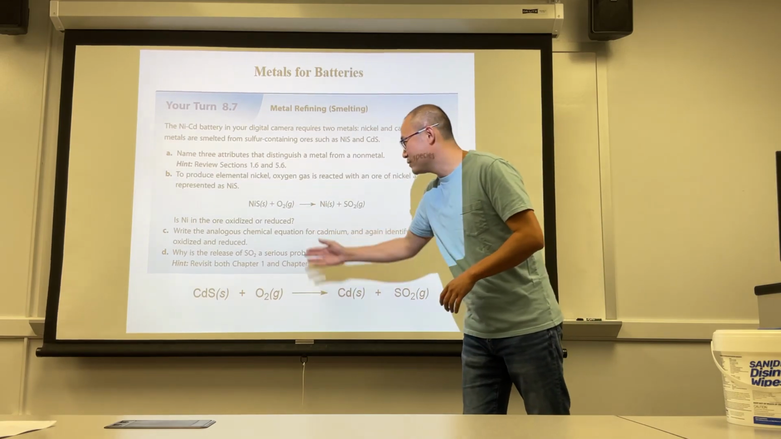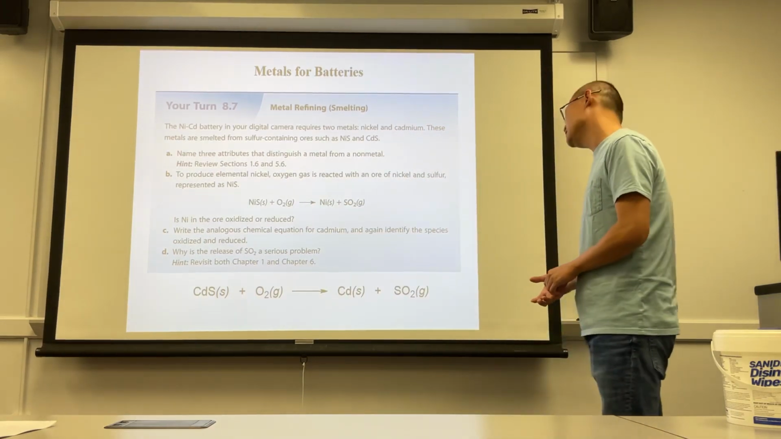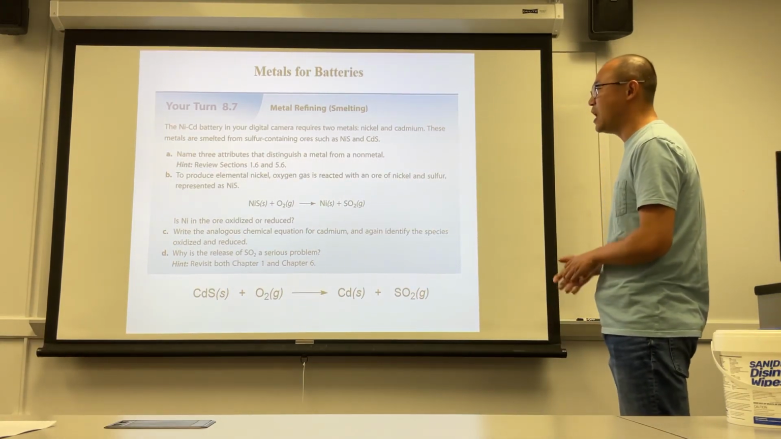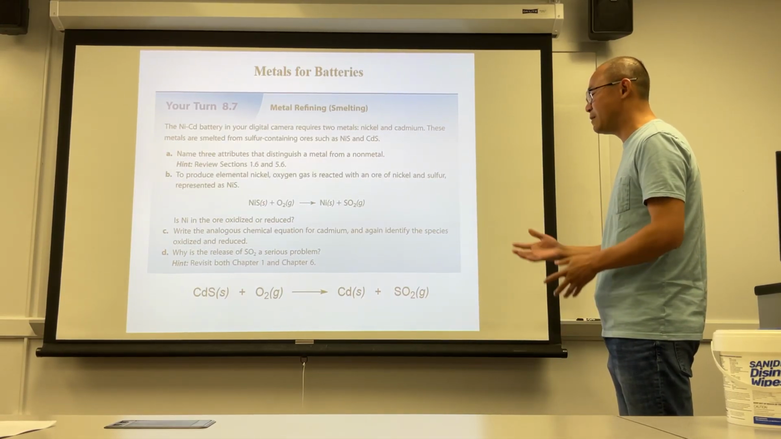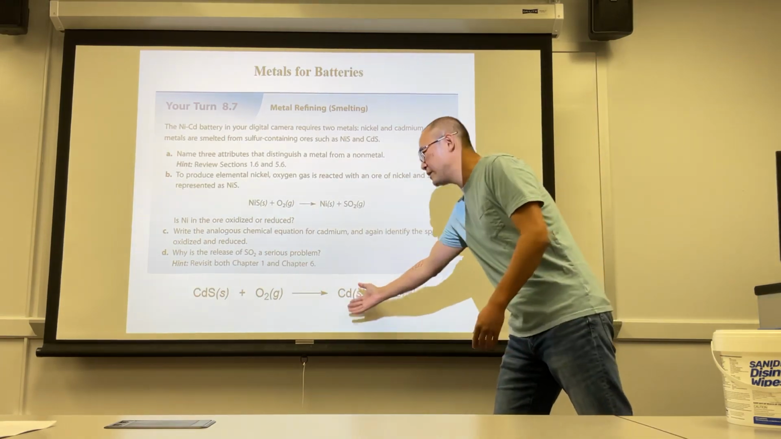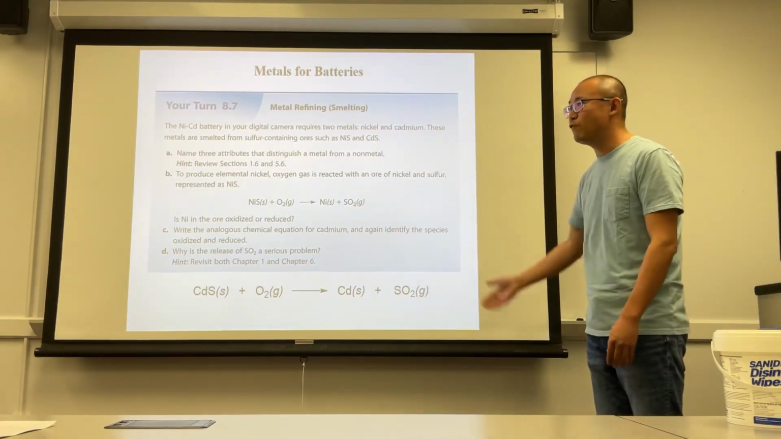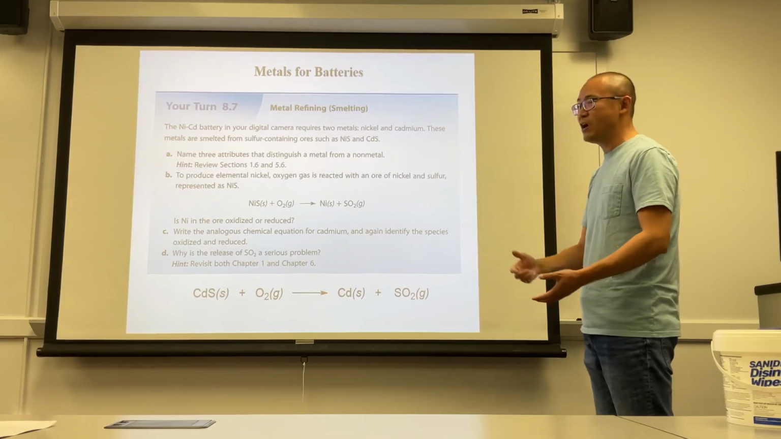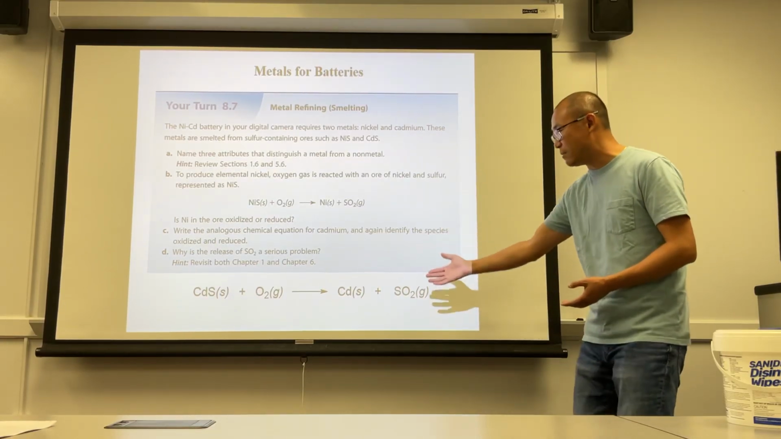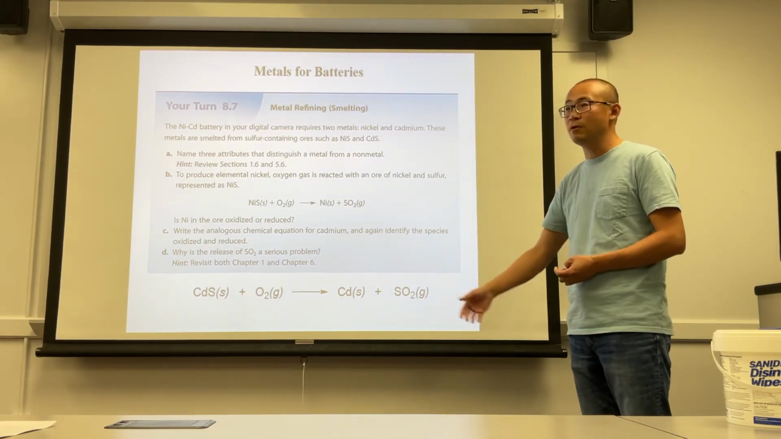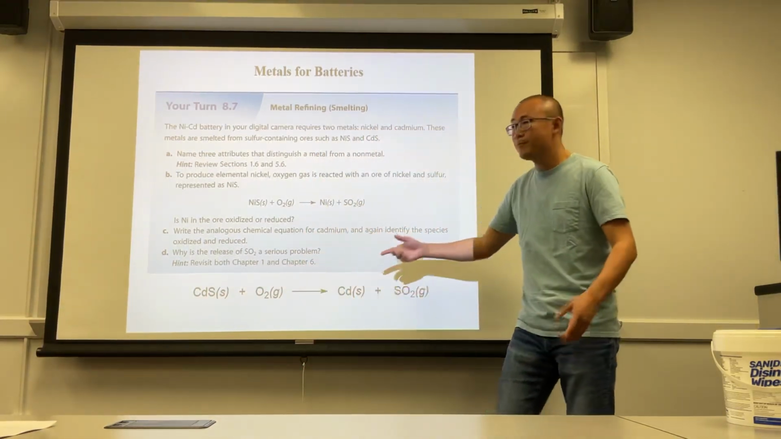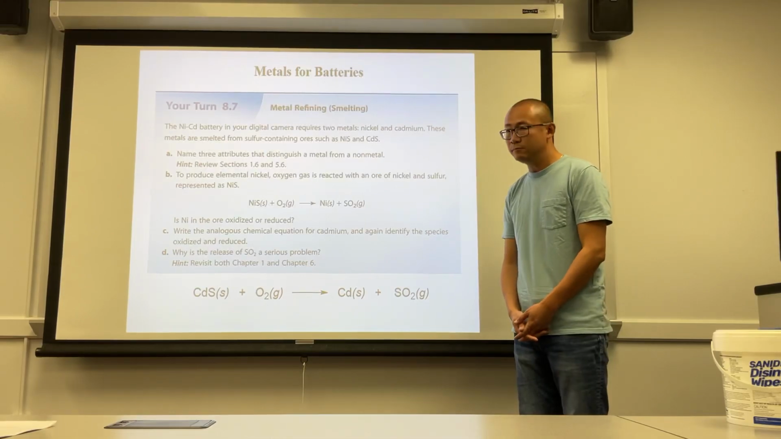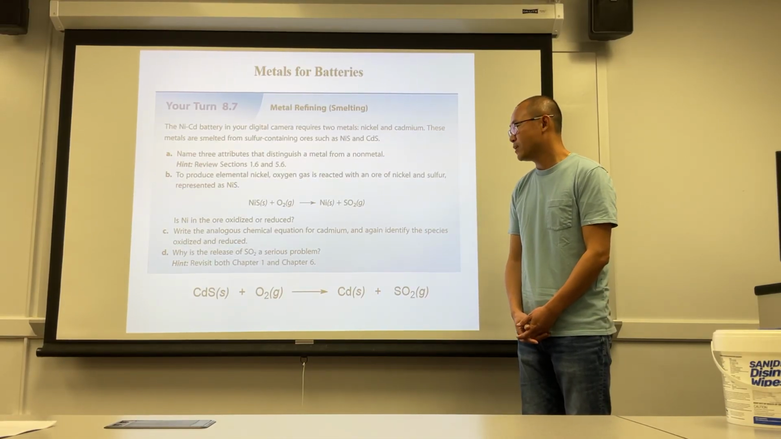Okay, number 3, write the chemical reaction analogous to cadmium. This is the analogous reaction of nickel sulfide treated with oxygen to get nickel, and the same treatment with oxygen to get cadmium, a very similar reaction. And in the same way, cadmium in this reaction is also reduced to become the metal cadmium.